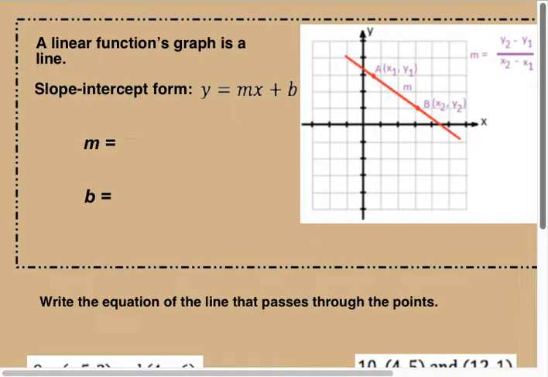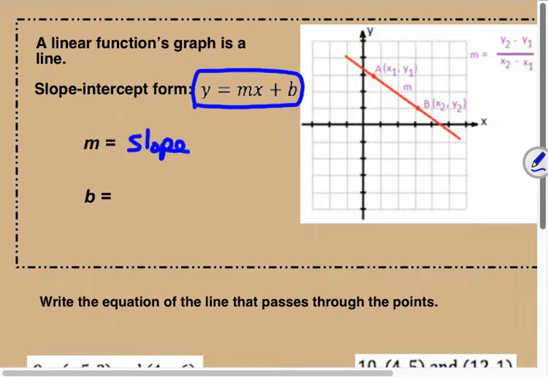Graphing, working with graphing a little bit here and writing linear equations. A linear function's graph is a line. Slope-intercept form is this form right here. You guys are used to it. You've seen it before. We're going to work with it a little bit again today. Y equals mx plus b. M is your slope.